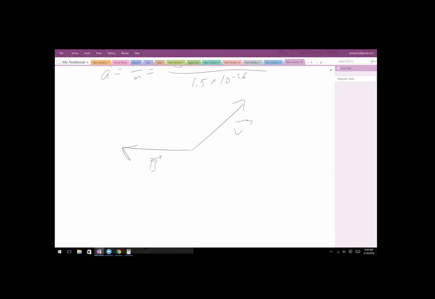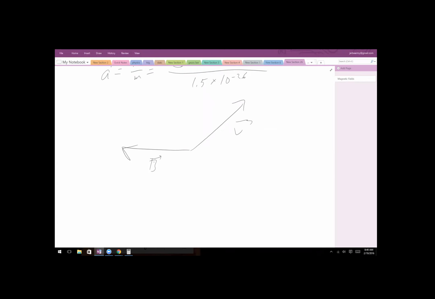So again, to do that, I put my hand on the V with my palm facing the B. Right? So get up and do that. Hand on the V with palm facing the B. So the direction of V cross B is out of the board.